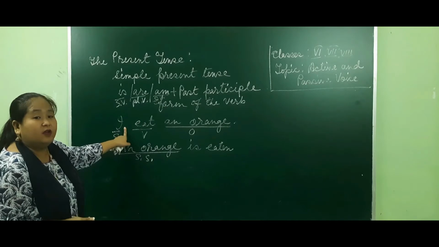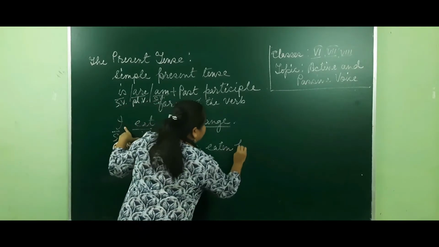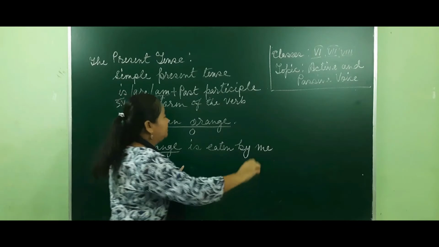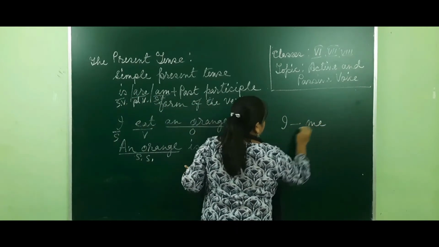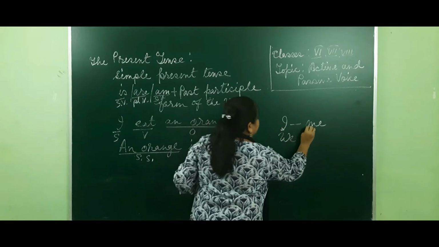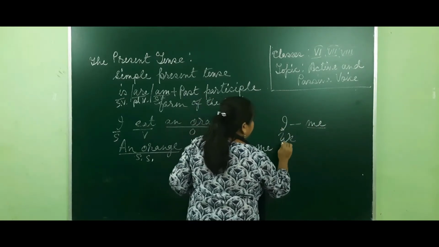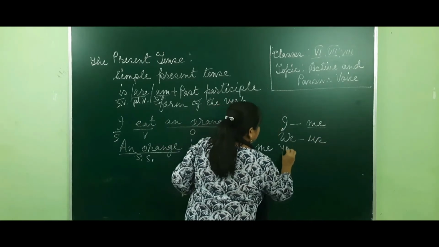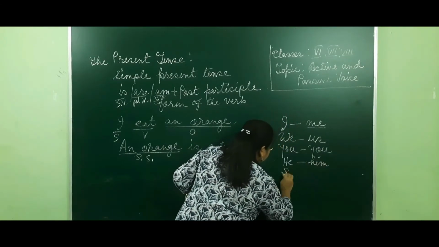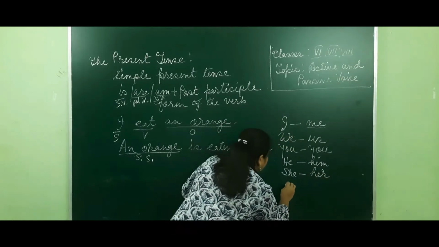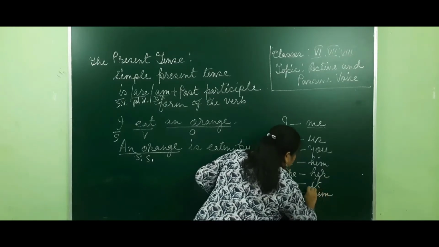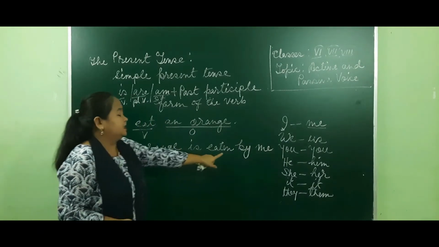Then the subject of the active voice is expressed as by plus the agent, by me. The personal pronoun changes in passive voice. Let me write here. I changes to me. First person singular, I is used as the subject, me is used as an object. First person plural, we, us. You does not change, you. He changes to him. She changes to her. It doesn't change. They, them. So an orange is eaten by me.